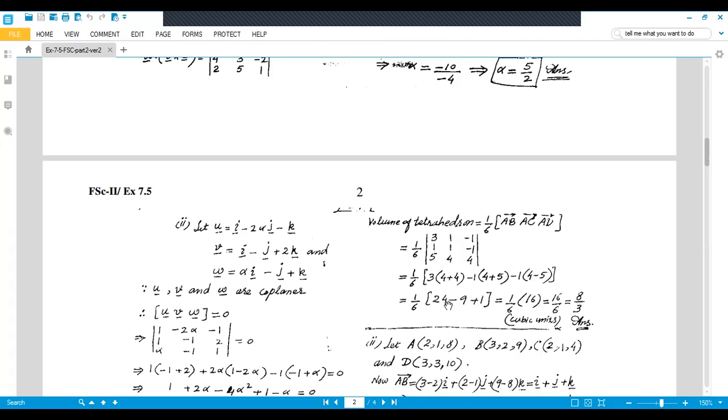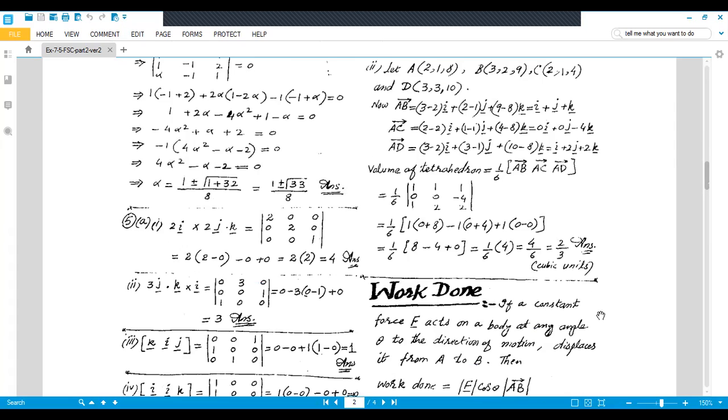So we get 25 minus 9, 16. So 16 divided by 6, we get 8 over 3 cubic units. So this is the required result. In the same way, you have to solve the second part.